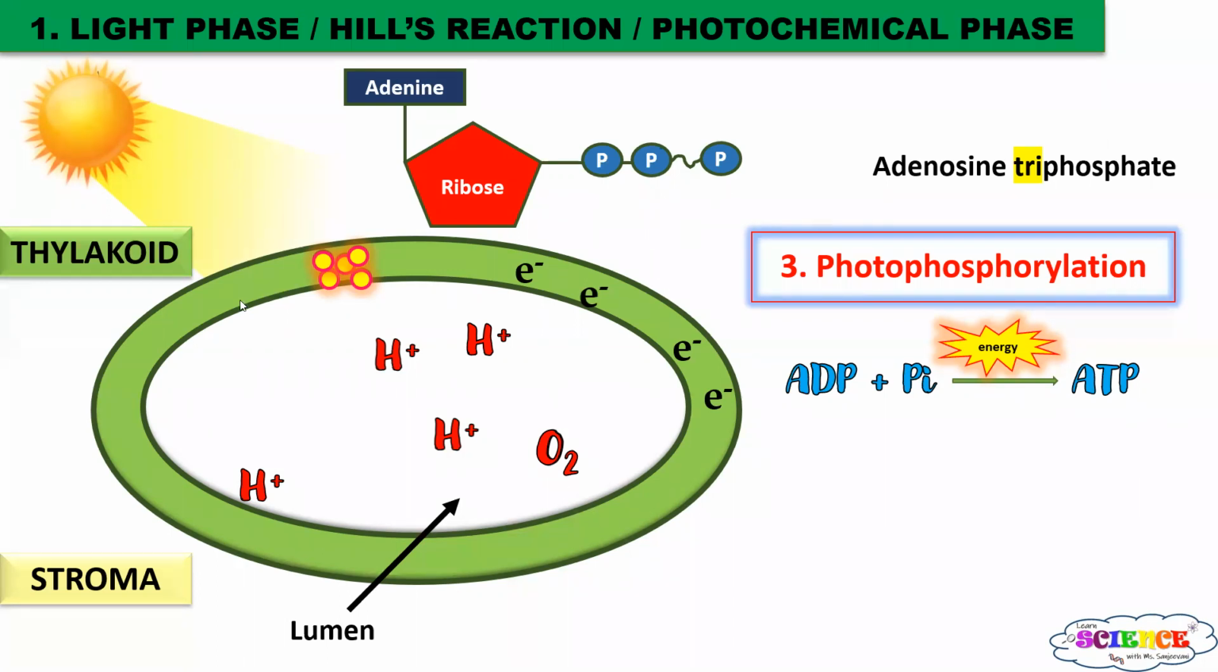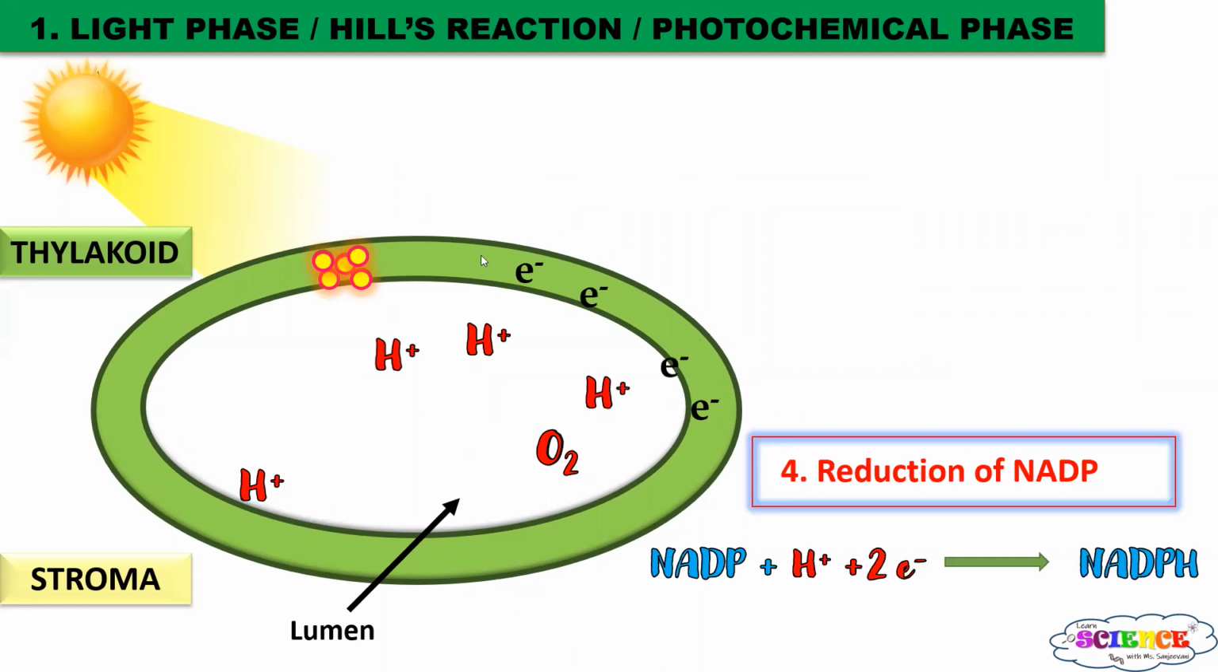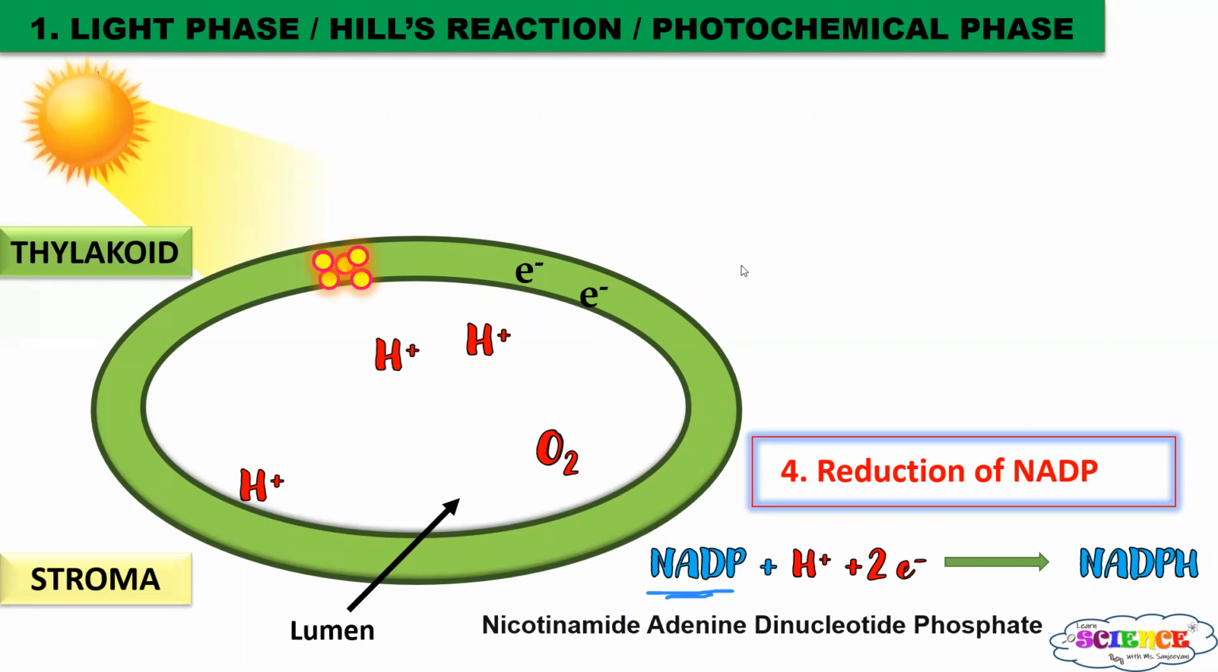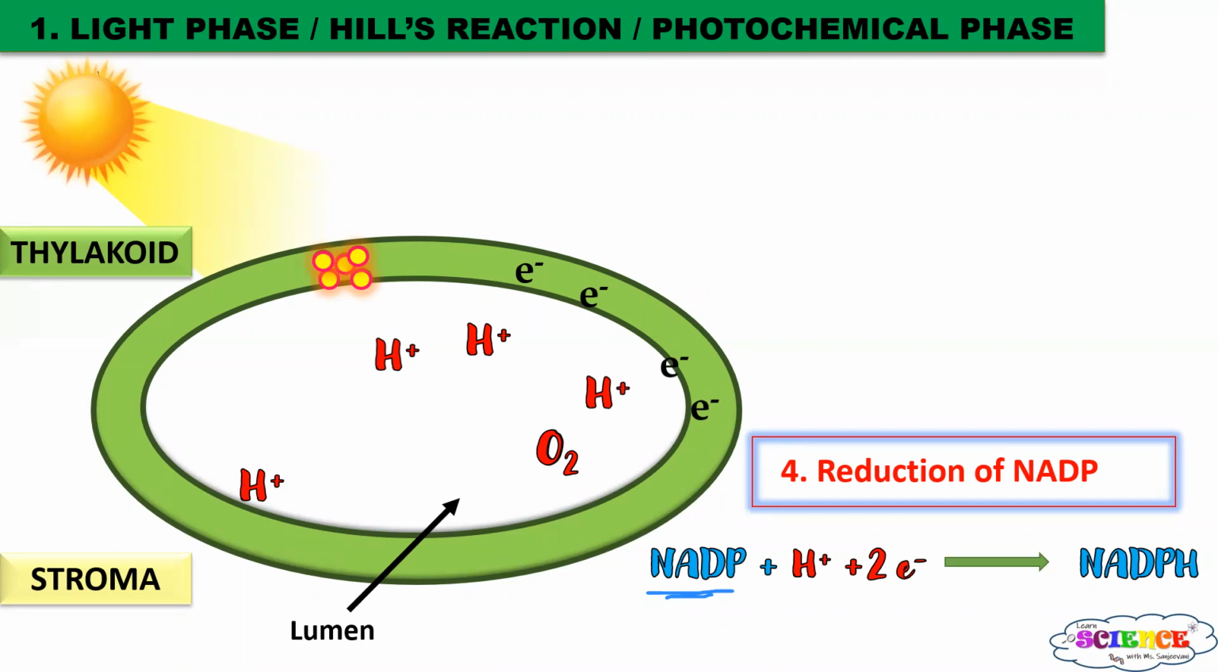Now let us understand what happens to this hydrogen and electrons. This hydrogen and electron leave the lumen, that is, they come out of the thylakoid into the stroma. In the stroma, there is one more molecule present called NADP, which is also called a hydrogen acceptor. It has the ability to accept hydrogen ions. So the hydrogen ion produced in the lumen moves out of the thylakoid into the stroma and is absorbed by NADP.